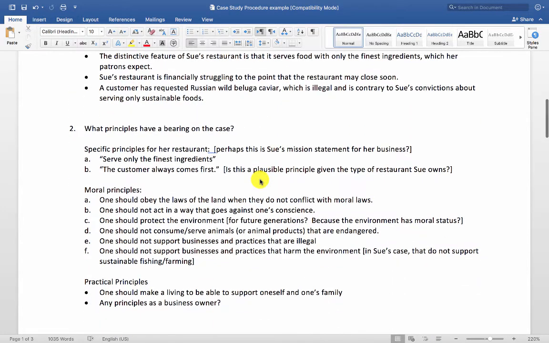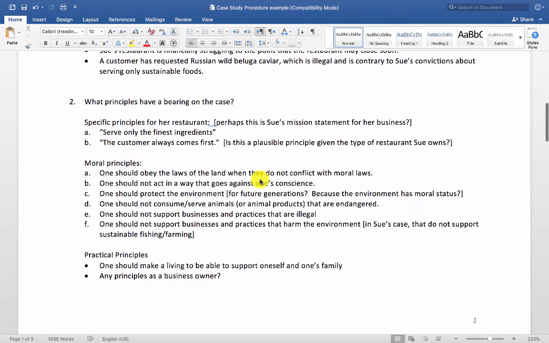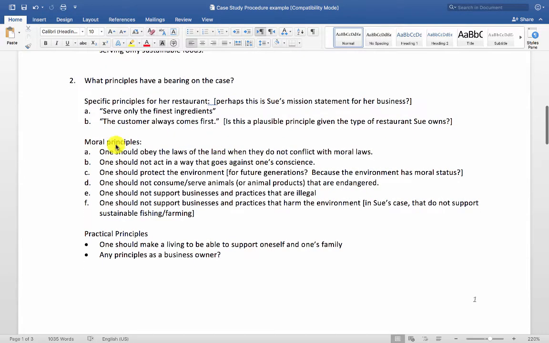Now, what are some principles bearing on this case? I broke this up into three kinds of principles to distinguish moral principles, if that helps you. Here are some restaurant principles. Maybe this is her mission statement for her business: serve only the finest ingredients. That's her tagline. Or the customer always comes first, given the kind of restaurant she owns. It's a high-end restaurant.